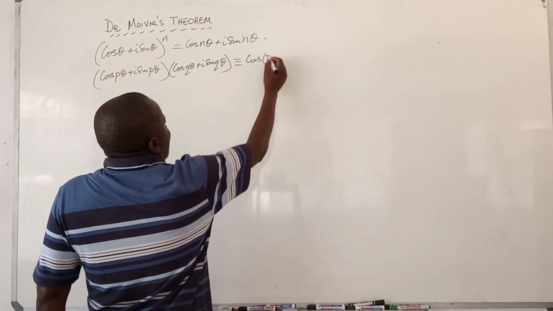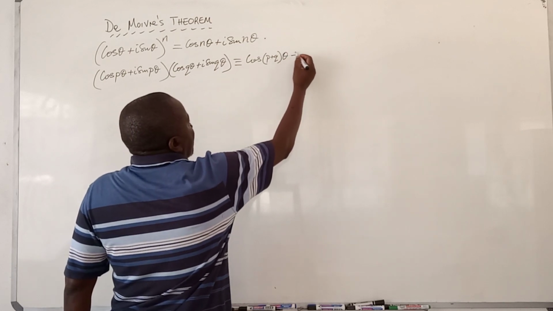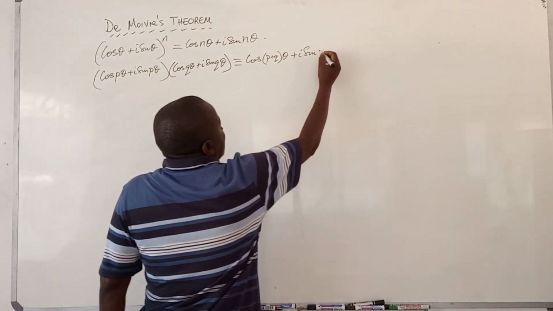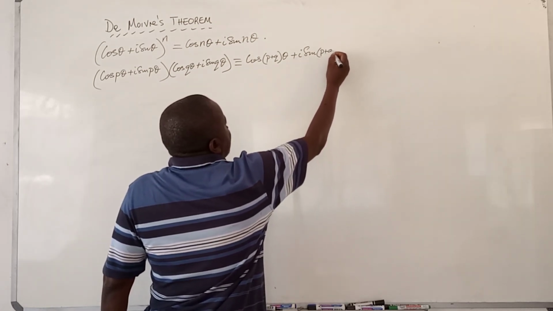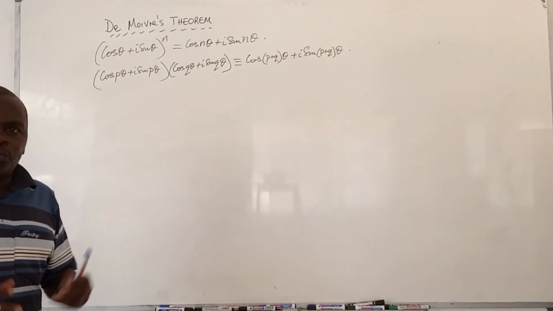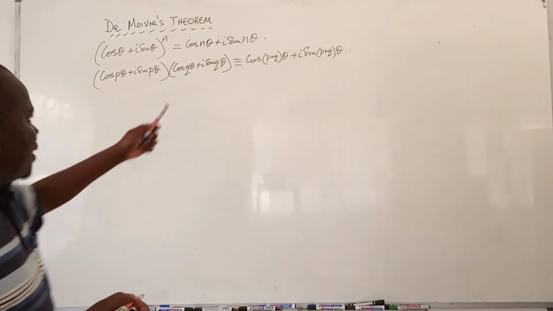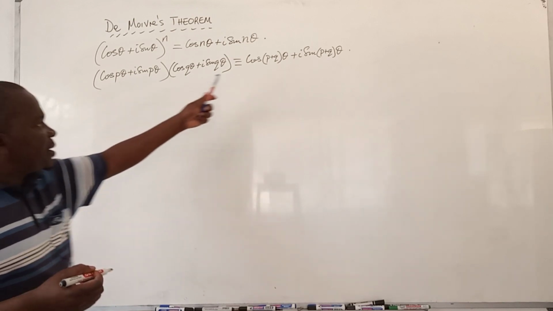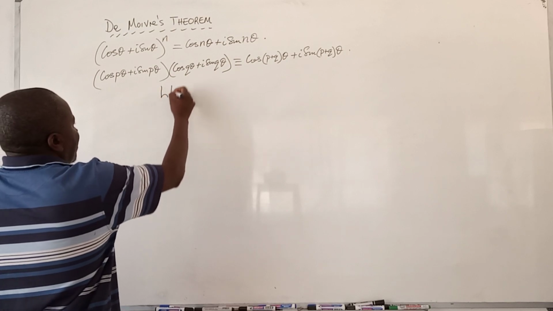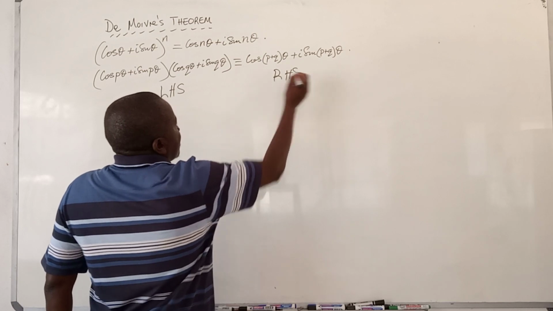Now, this expression is equivalent to cos of the sum of the two coefficients of theta, plus i multiplied by sine of (p plus q) theta. Basically, what we want to do here is to prove using De Moivre's theorem that this left-hand side is equal to the right-hand side. This is our left-hand side. This is the right-hand side.